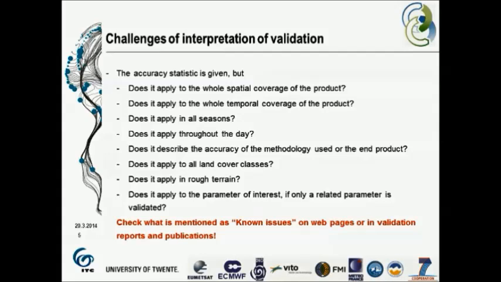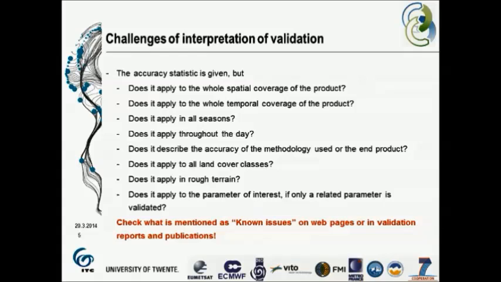Does it apply throughout the day? If we happen to have a satellite that sometimes we get only morning retrievals and sometimes we get midday retrievals, is the accuracy dependent on this or not? And does the accuracy description we find in the validation reports describe the accuracy of the methodology used, or does it describe the end product? And does it apply to all land cover classes that can be found on the globe? Does it apply in rough terrain, like mountainous areas?